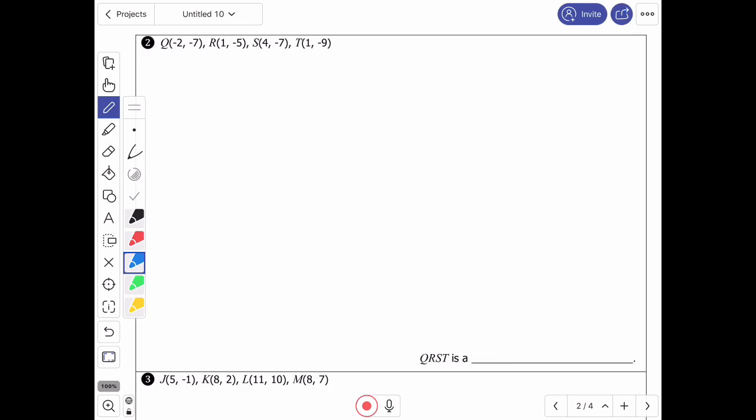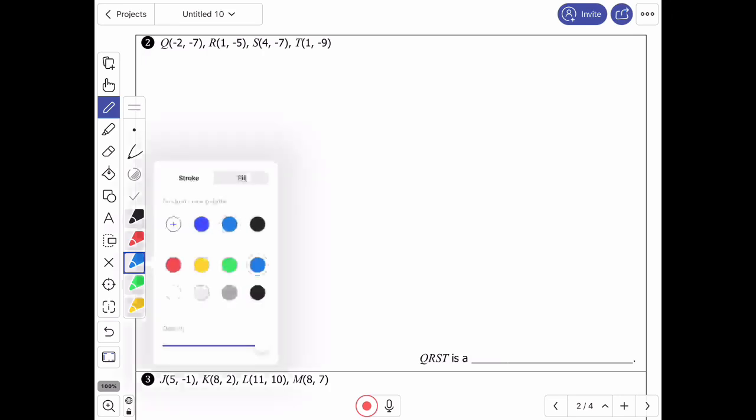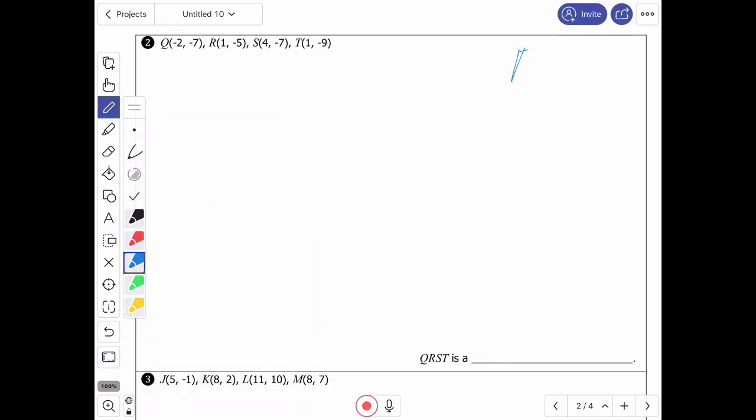So starting off, I always like to draw a picture just so I know what I'm dealing with. Something like QRST. So I want to show that possibly QR and TS are congruent, and then RS and QT are congruent, or that all four sides are congruent. So step 1 is to start with the sides.